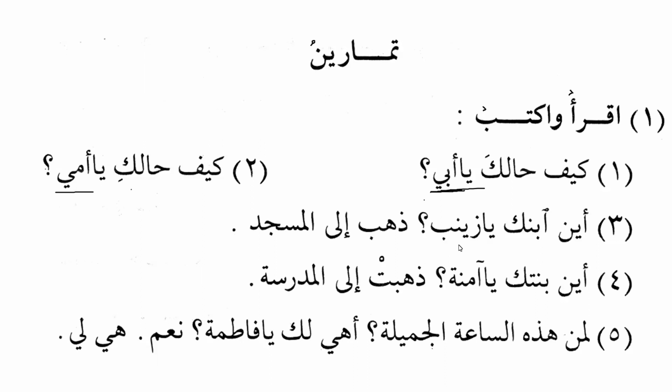And then we have ayna ibnuki. Okay, now we are addressing Zainab. So of course Zainab is feminine. So what do we say? Ayna ibnuki ya Zainabu. Where is your son, O Zainab? And she says, Dhahaba ila al-masjidi. He went to the masjid. So now we can see over here, Dhahaba is used for the past tense, and it means he went. Dhahaba ila al-masjidi. He went to the masjid.